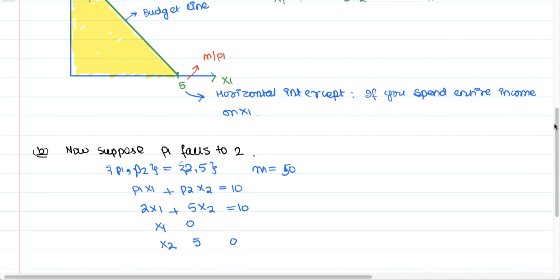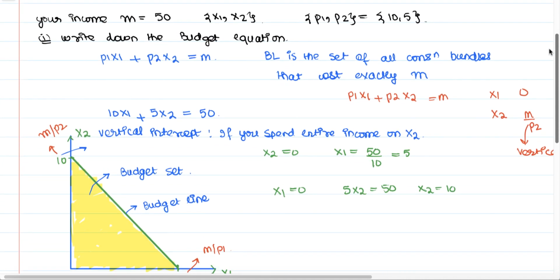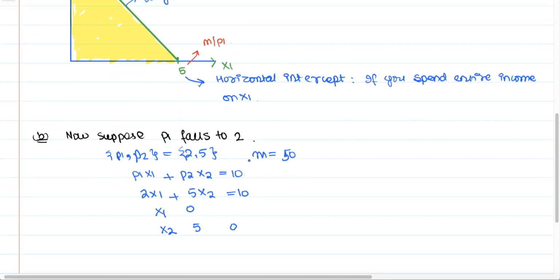Income is 50. That is, let's say there is no change in prices, only in income. Income is 50. So when x1 is 0, then x2 is 10. And when x2 is 0, x1 is 25. Right? So when x1 is 0, x2 is 10. When x2 is 0, x1 is 25.